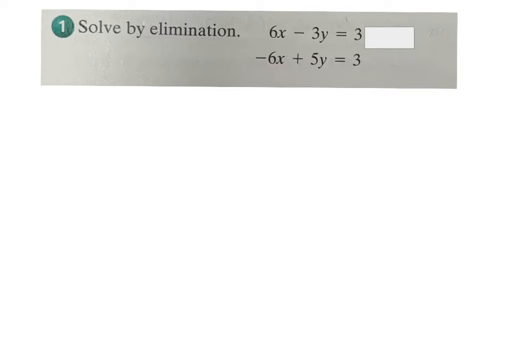I'll set it up for you. If you were to add this straight down, your x's will cancel, right? We have a negative 6 and a positive 6. So if I add, 6 and negative 6 cancel. Negative 3 and positive 5 give me 2y. 3 plus 3 gives me 6. Divide both sides by 2. I get y equals 3.